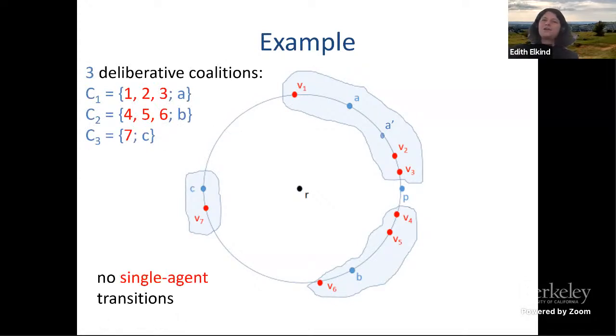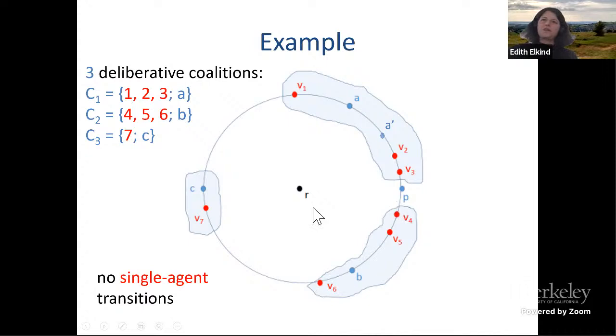So the first observation is that here we have no single agent transitions, right? There's no agent that can move from its collision to any other existing collision. For instance, if you look at agent V4, maybe V4 would want to move to this collision that supports A, so at least V4 might consider that. But V4 is too far from A. The distance between V4 and A is bigger than the distance between V4 and R. So for V4, it's not a feasible move.